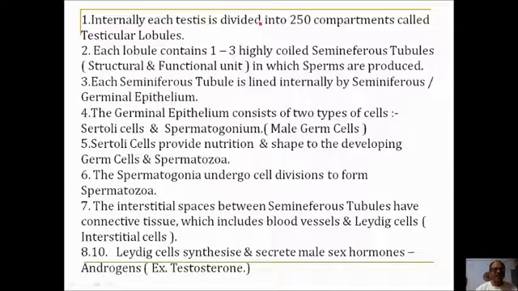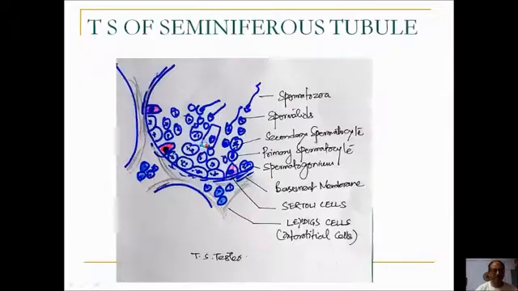Now internally each testis is divided into about 250 compartments called testicular lobules, and each lobule has one to three highly coiled seminiferous tubules, which are also the structural and functional unit where the sperms are going to be produced. Each seminiferous tubule is lined by germinal epithelium. So you will find the germinal epithelium is the outermost lining, that is this, the first line.